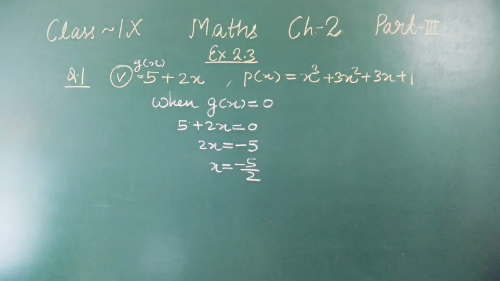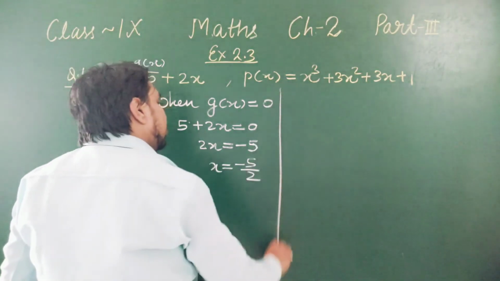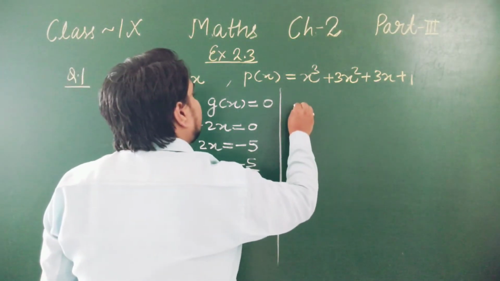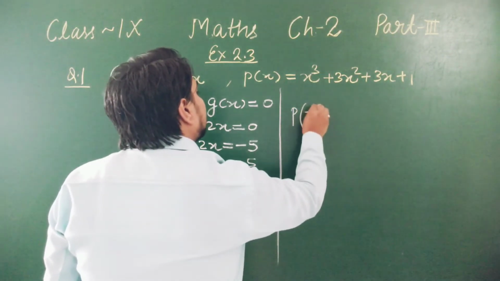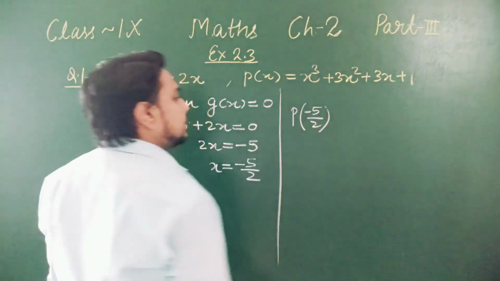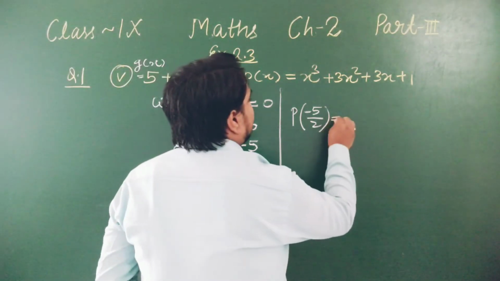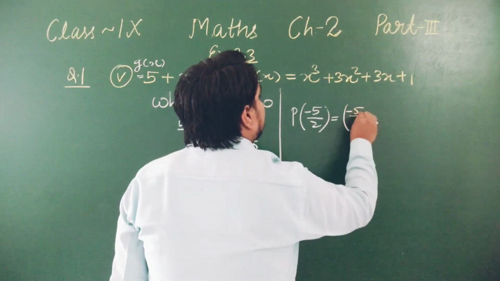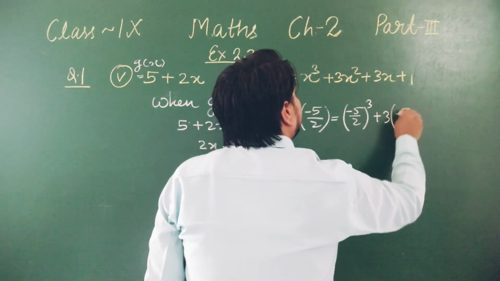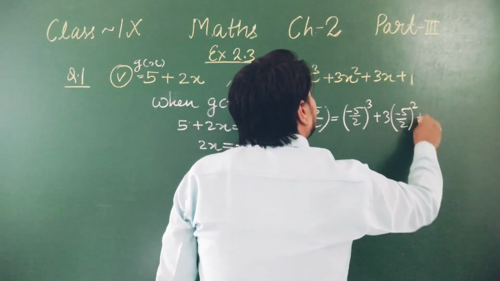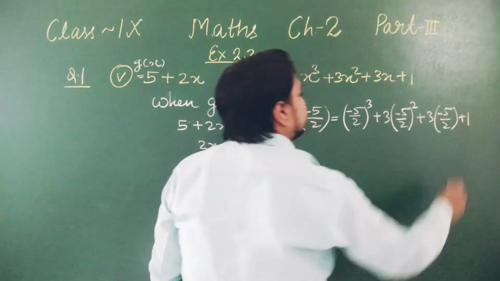So the value of x is minus 5 by 2. Now how will you find the remainder? Your remainder will be p of minus 5 by 2. Means wherever there is x, you will put the value minus 5 by 2. So it will be (minus 5 by 2) whole cube plus 3 into (minus 5 by 2) whole square plus 3 into minus 5 by 2 plus 1.